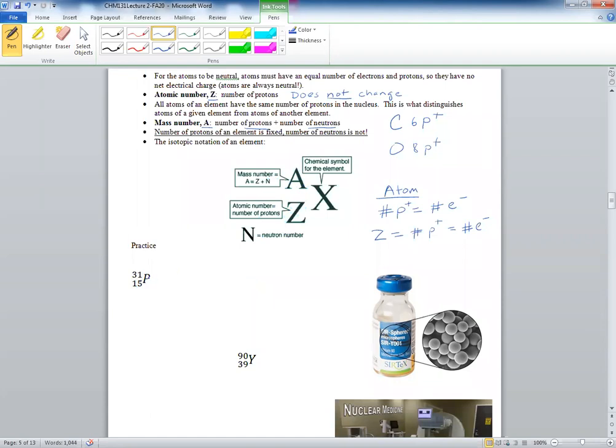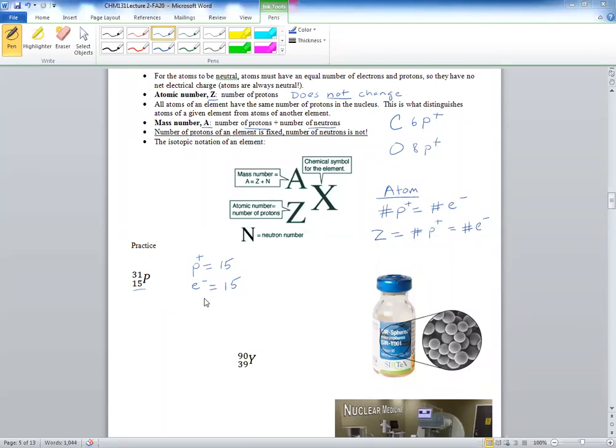You have phosphorus, 31 here, 15 on the bottom. So let's begin with the easy stuff. This number right here on the bottom, that's the number of protons. So we have 15. Remember, this is also equal to the number of electrons. It's 15, since the atom is neutral.